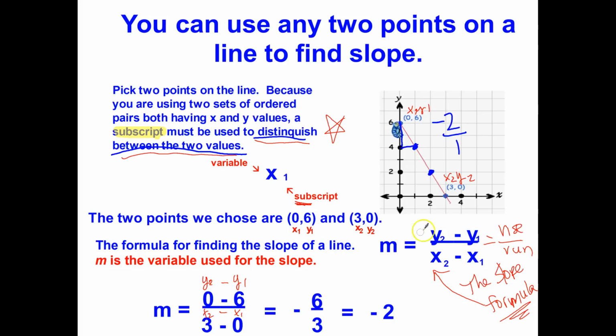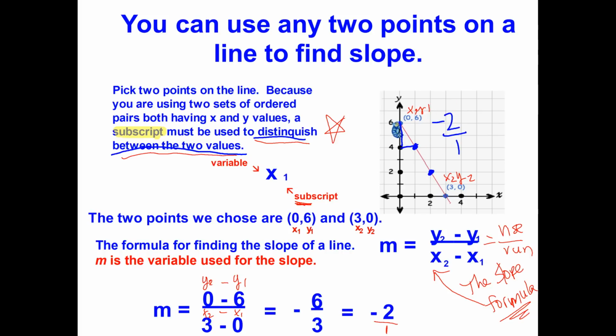All right. So this is 0 minus 6 over 3 minus 0. 0 minus 6 is negative 6. 3 minus 0 is 3. Negative 6 divided by 3 is negative 2 over 1, technically. All right, which is the same thing we get from the graph.